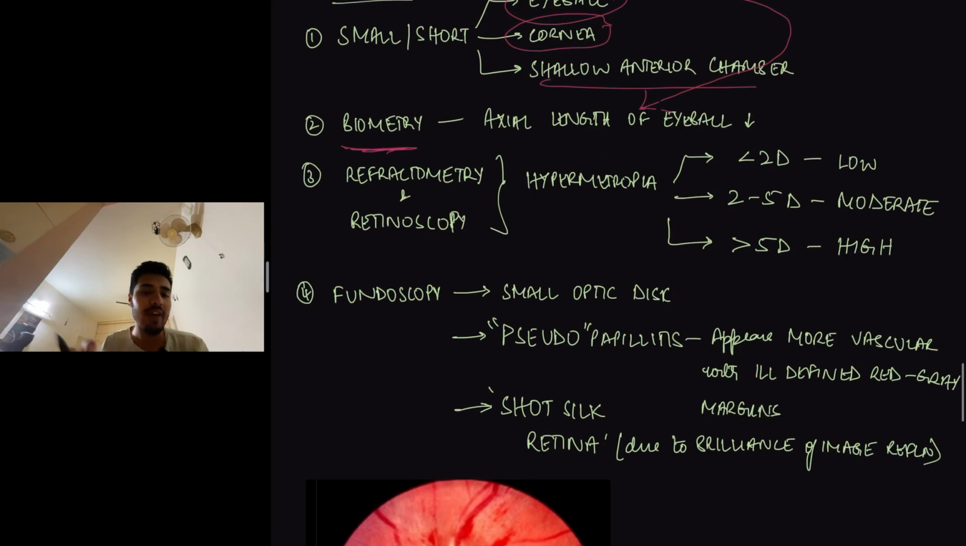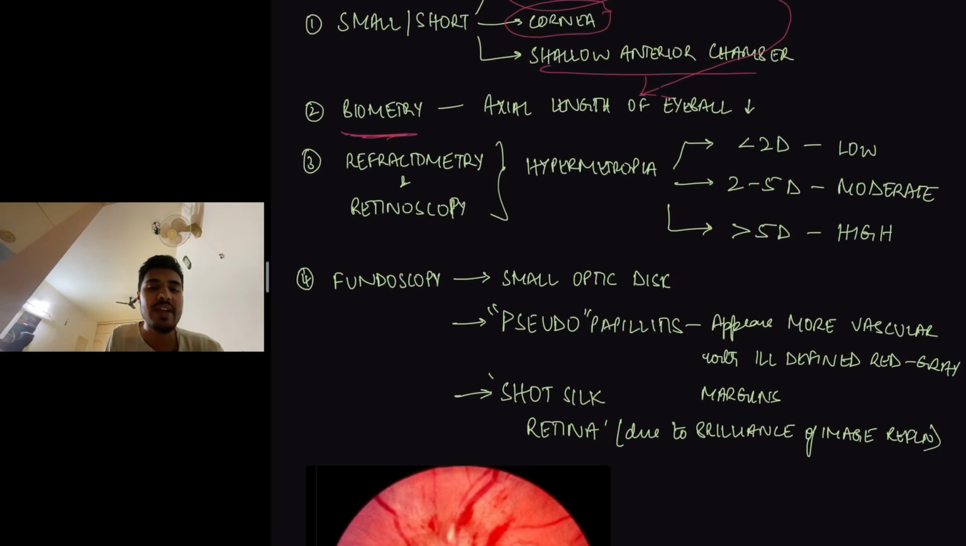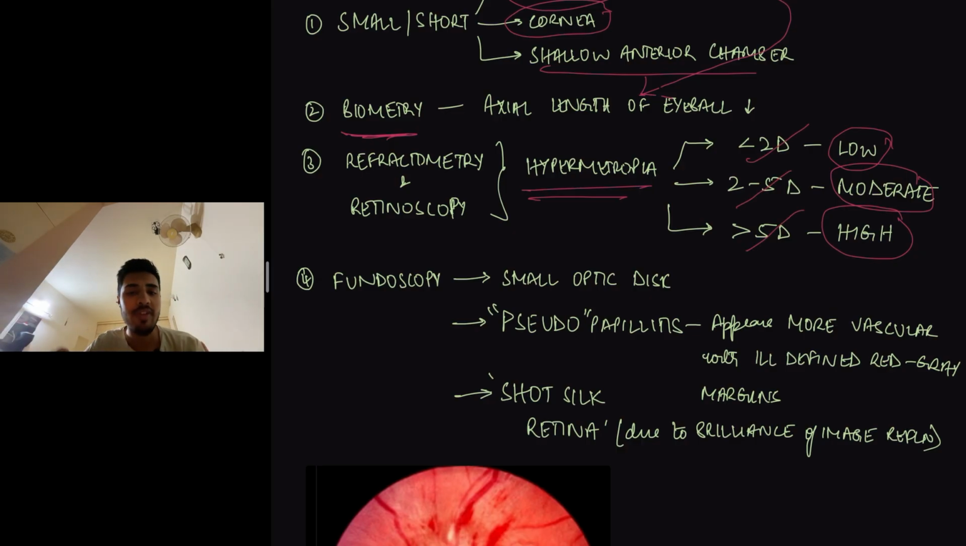Then refractometry and retinoscopy. This is to reveal the refractive error. And based on the refractive error, we can grade hypermetropia into low, moderate, and high hypermetropia. Less than 2 diopters, low hypermetropia. 2 to 5 diopters, moderate hypermetropia. And more than 5 diopters is high hypermetropia. This is about refractometry and retinoscopy.